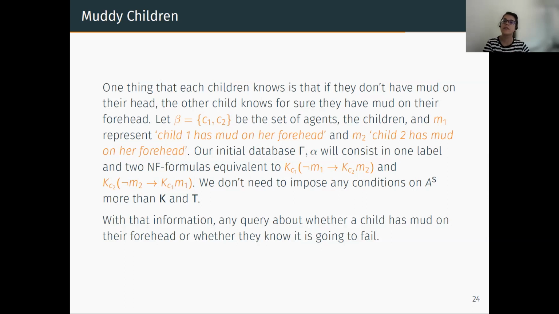So we only have these two formulas, which are going to be put in normal form. Two agents, and we only have one label. But what we are going to work on is we are going to put conditions on the accessibility predicate that we're going to have: K. Of course, that's the basic that we need to comply. And we also have reflexivity. So with that information, any query about whether a child has mud on their forehead or whether they know if they have mud on their forehead is going to fail, which is, of course, what we want.